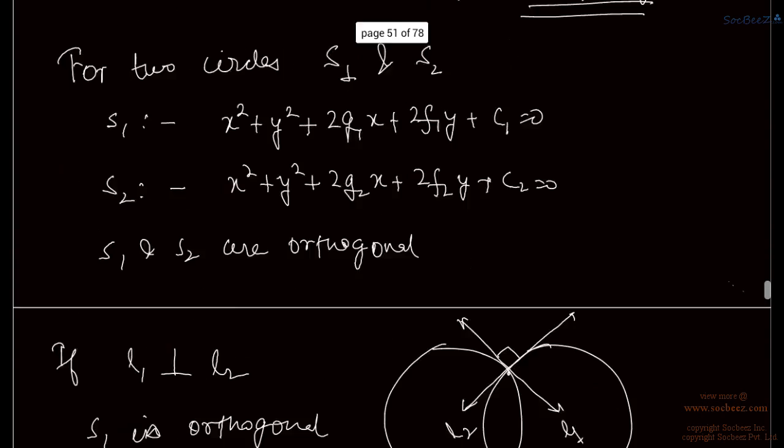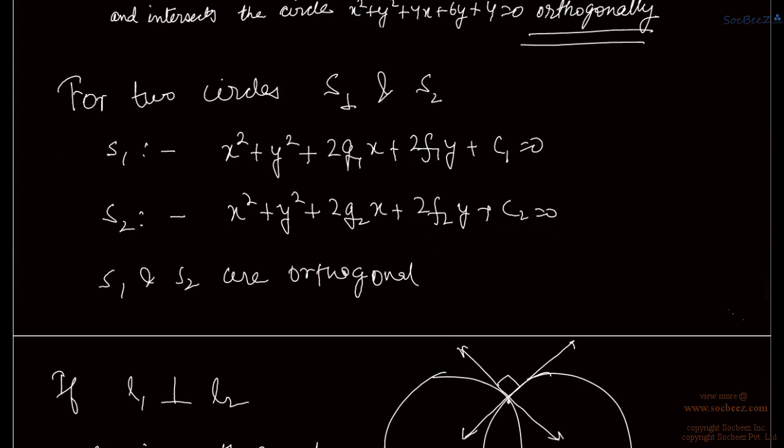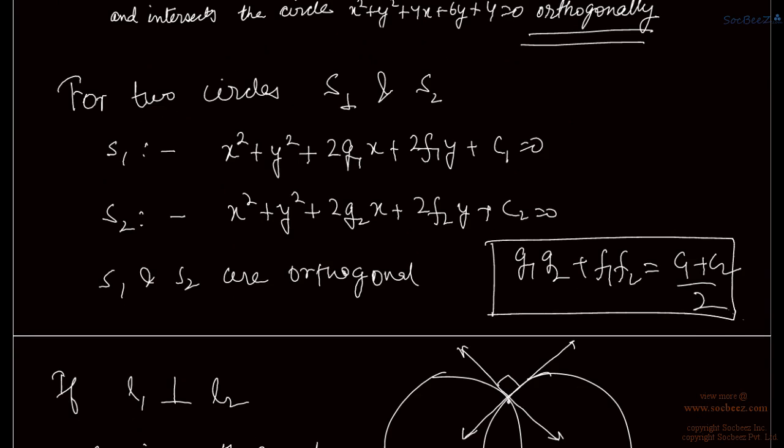Both are the same. The condition for which two circles S1 and S2 are orthogonal is given by g1 g2 plus f1 f2 is equal to (c1 plus c2) by 2. So we will be using this condition. Not going into much detail because this is actually a crash course. You can see the literature for how this comes. We will be using this relation for satisfying the orthogonality of two circles.